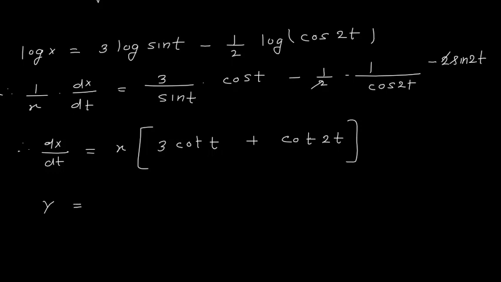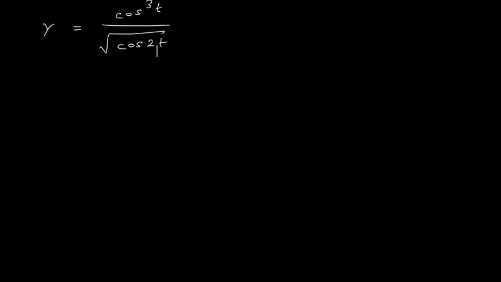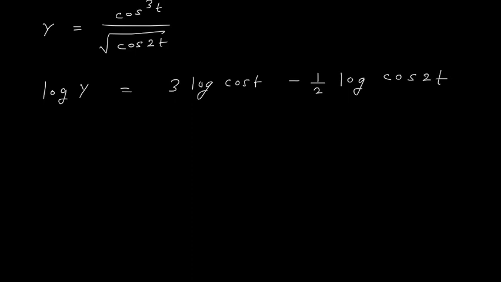Similarly, the value of y is cos cube t divided by root of cos 2t. Now again I will take log, so I will get log of y is equal to 3 times log of cos t minus 1 by 2 log of cos 2t.